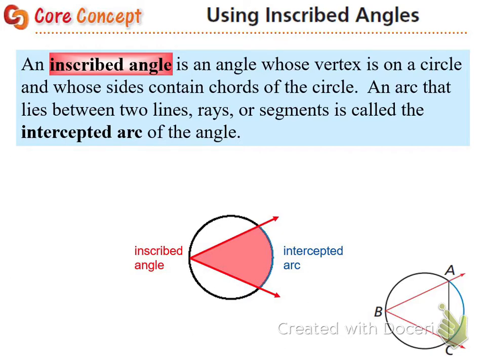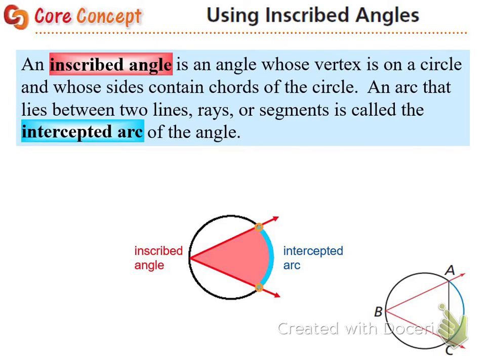The other thing is an intercepted arc. We're going to use that word a lot. It's going to show you the vertex and the sides of the angle. The sides of the angle are going to form an arc. You'll see it here. We call it an intercepted arc. What you're going to write is that it's an arc that lies between two lines, rays, or segments. So an intercepted arc is an arc that's between two lines, rays, or segments.